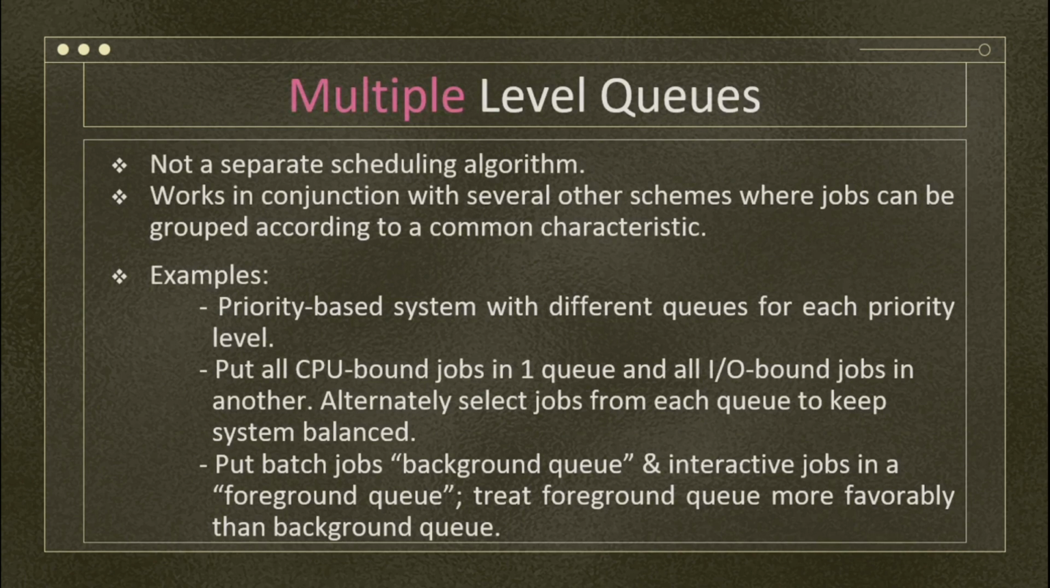The last is put batch jobs in a background queue, and interactive jobs in a foreground queue. Treat the foreground queue more favorably than the background queue. So this puts those jobs in the foreground queue, which has the interactive jobs, and it treats and focuses on them more than the background.